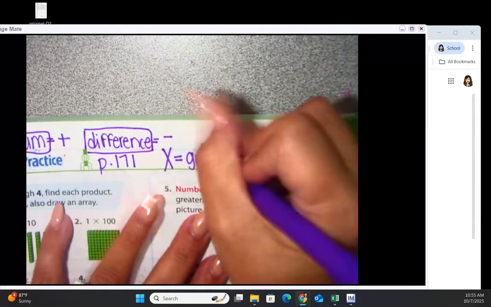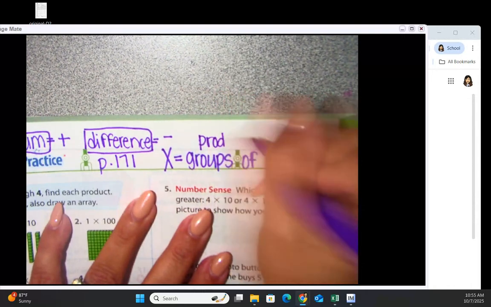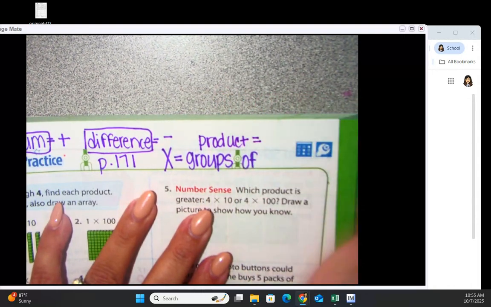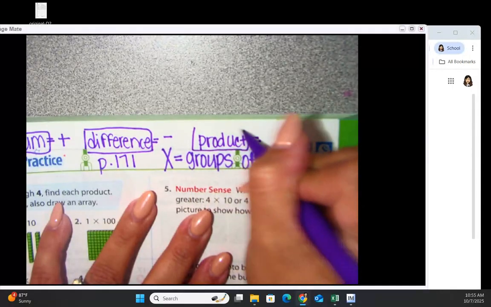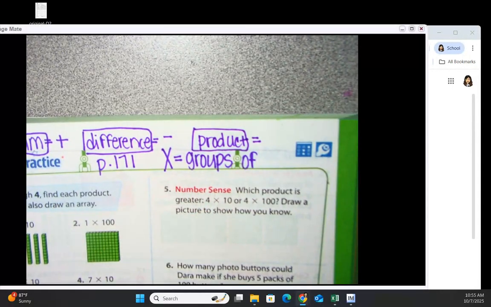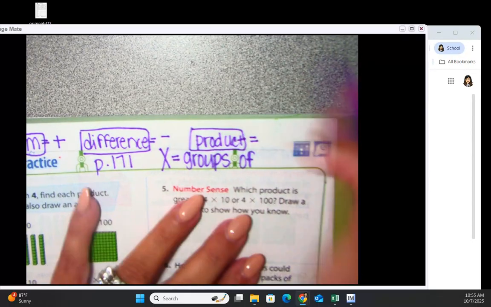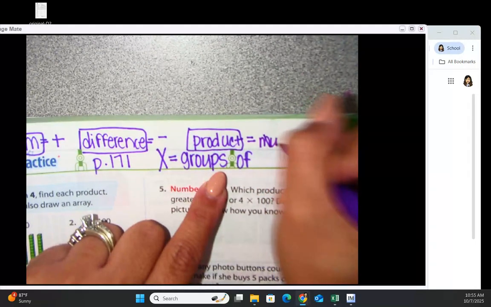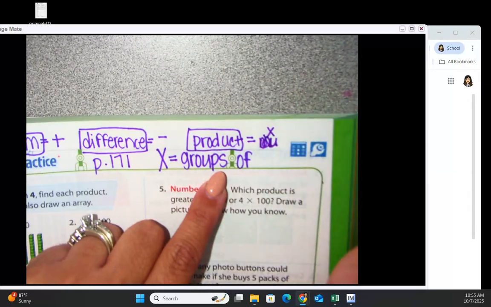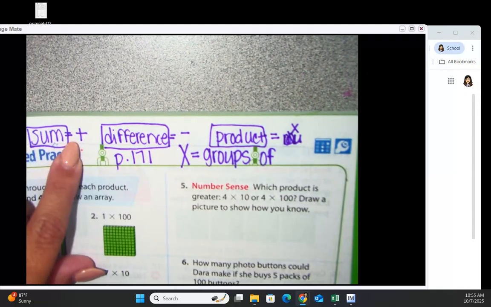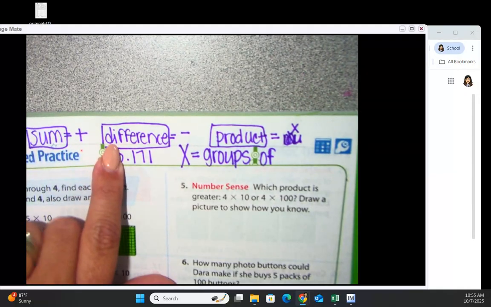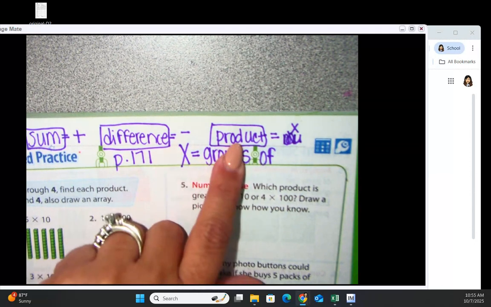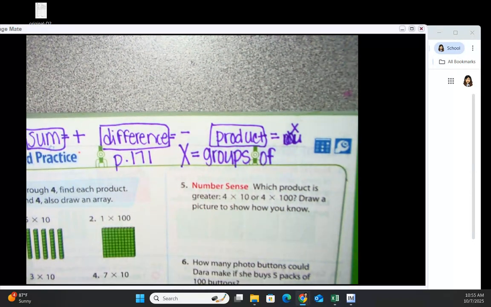Now, if they tell me they want me to find the product, this word means two things, because a product can be like an item, like a pencil. A pencil is a product in a store. But in math, a product means to multiply. So we know that sum means to add, difference means to subtract, and product means multiply.